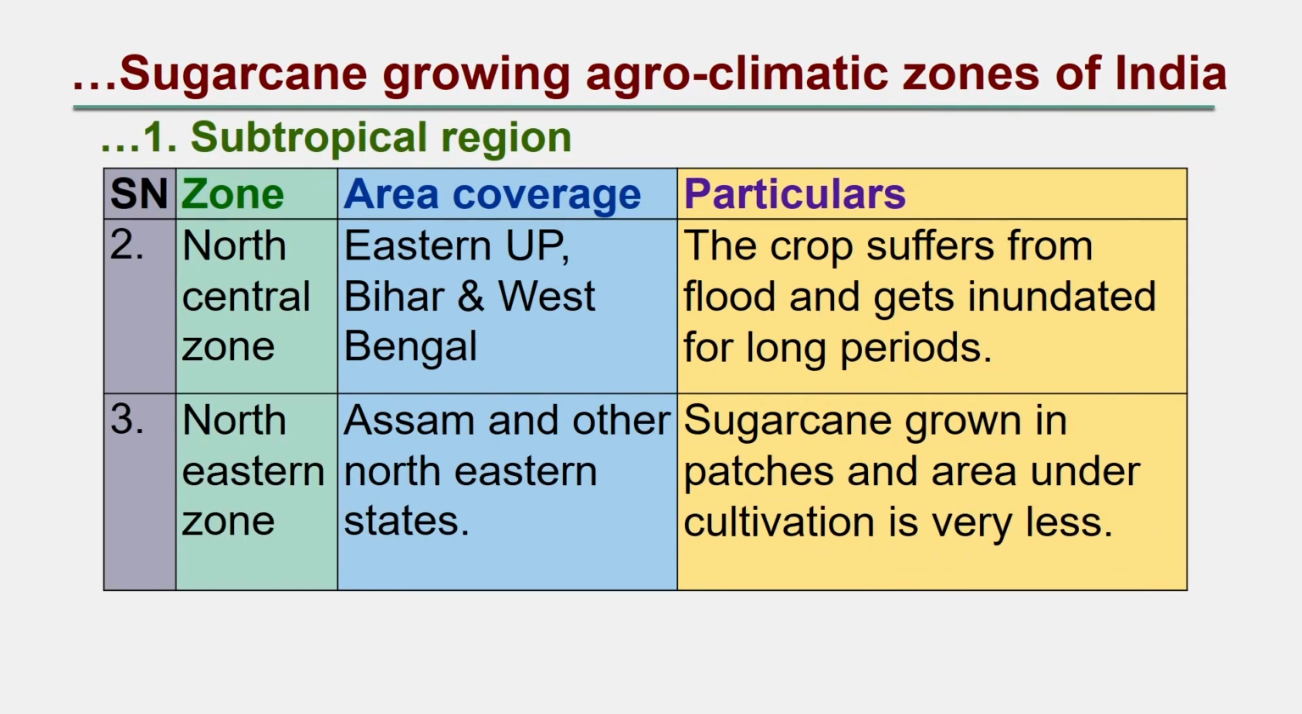Next is North Central Zone. It includes Eastern UP, Bihar, West Bengal. The crop suffers from flood and gets inundated for long period in North Central Zone. In Northeastern Zone, sugarcane is grown in patches and area under cultivation is very less.